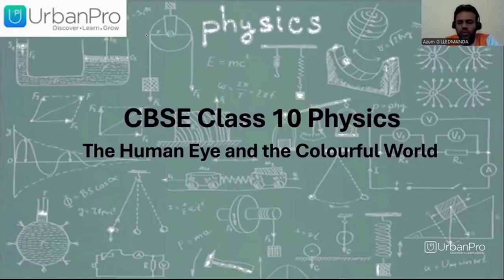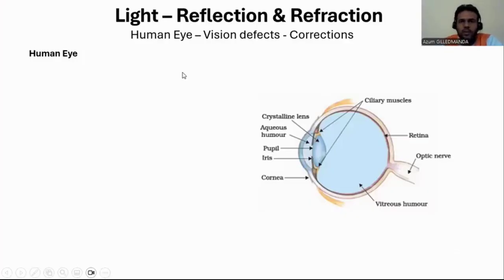Okay, so in the human eye, let's see how the human eye functions, right? And what are the vision defects? First thing is how the human eye functions, and what are the vision defects, and how we can correct those vision defects, right? So let's look at the human eye.